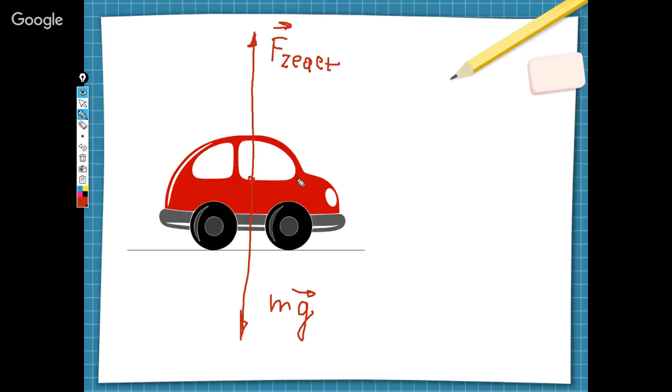Well, our car is moving forward, so there is some force which pulls this car forward. It is the traction force. About the nature of the traction force, we will say something further.